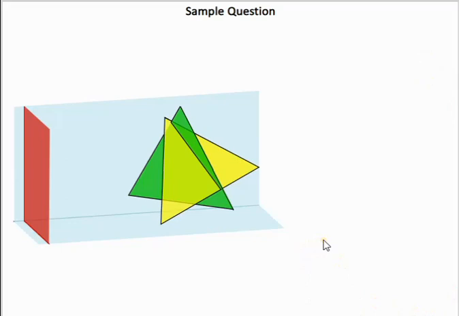In this sample question we have two lamina, a yellow and a green lamina. A lamina is a triangular piece in space of what actually could be an oblique plane. So if we were to extend this green triangle onto the ground and onto the back wall, we'd have our oblique plane.